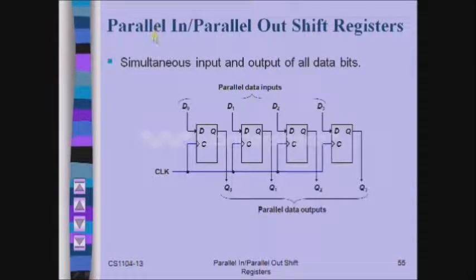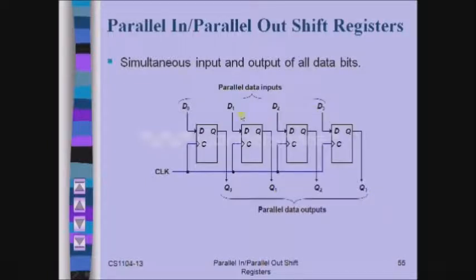Now let us see the last functionality, that is the parallel in, parallel out shift register. Here the data is given parallelly. As you can see, D0, D1, D2 and D3 are loaded parallelly at the same time, and they are taken parallelly at the output side, that is Q0, Q1, Q2 and Q3.